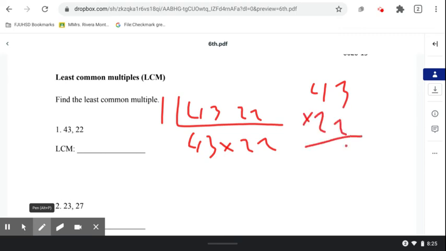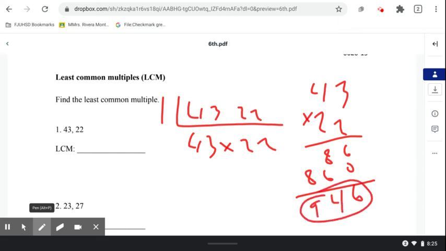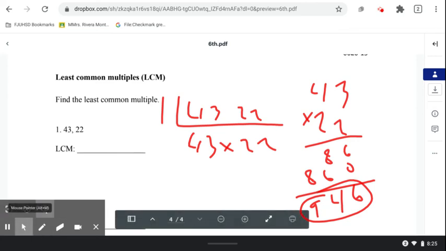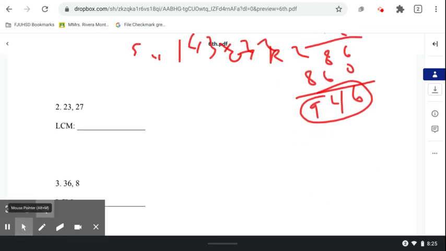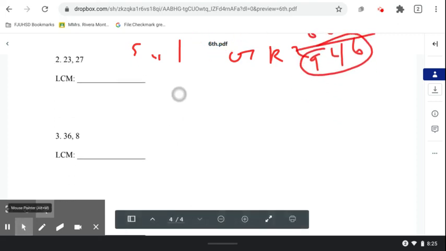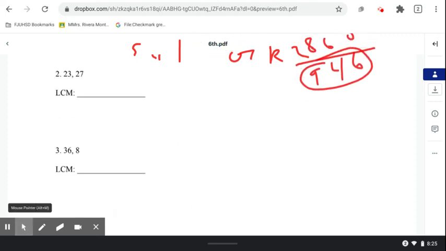And that would be 946. The least common multiple would be 946. One more, 23 and 27. Or actually, no, not 23 and 27. Let's do number 3 instead, because number 2 is the same case as the first one, with one being a prime number and the other not being a prime number. And so in the end, you're just going to multiply 23 and 27.